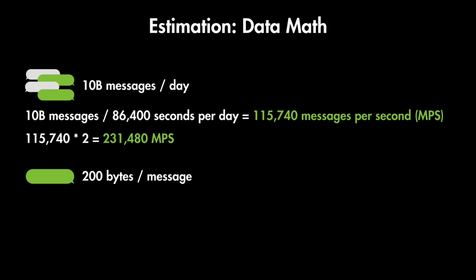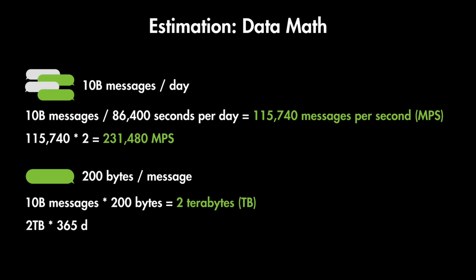So assuming each message is 200 bytes on average, the daily storage will be 10 billion messages times those 200 bytes, which is 2 terabytes of data. And yearly storage with growth will be 2 terabytes times 365 days and times 2, which is 1.5 petabytes of data. It's important to note that we calculated the averages, but systems need to handle peak traffic, which could significantly be higher than the average MPS that we calculated. So we might need to scale up based on the peak times.